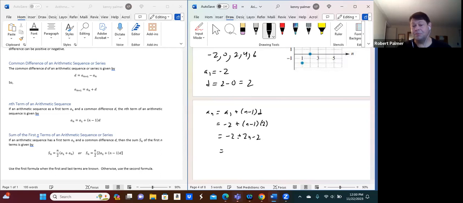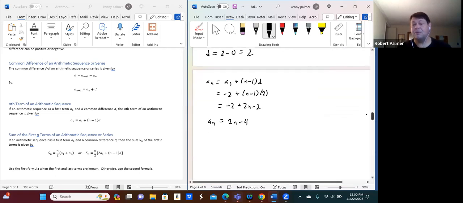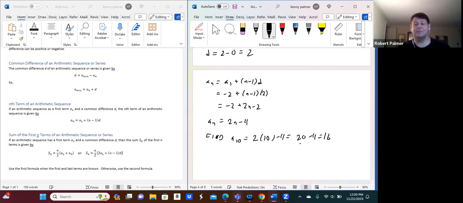And so that's just actually going to be, as you can see, 2n minus 2, that's actually 2n minus 4. That's a to the n, okay? So then if we want to continue the sequence, for example, we wanted to find a to the 10th, that's simply going to be 2 times 10 minus 4, which is 20 minus 4, which is 16.